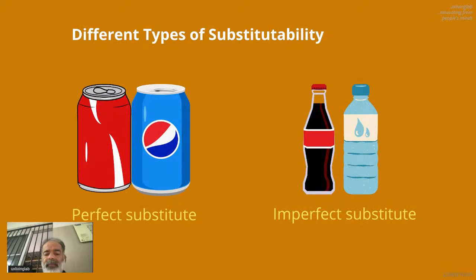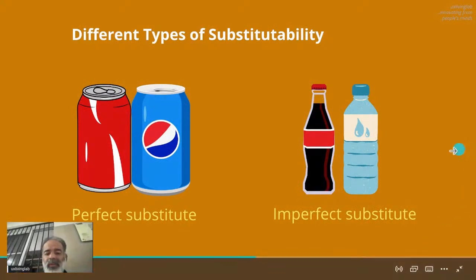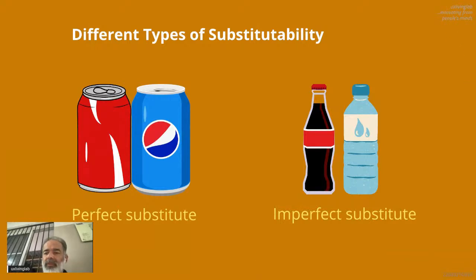So, what are the different types of substitutability? You can call it perfect substitute and imperfect substitute. What are they? If a product can be substituted with another, it is called a perfect substitute. For example, the different brands of soft drinks are perfect substitutes. You can replace one with another. If a person buys one type, he is slightly likely to buy the other type also. So that is a perfect substitute.